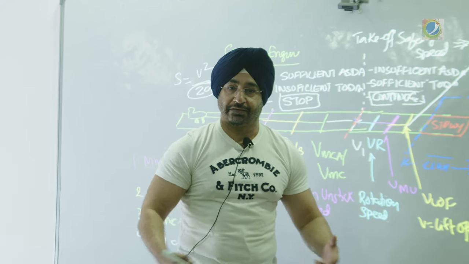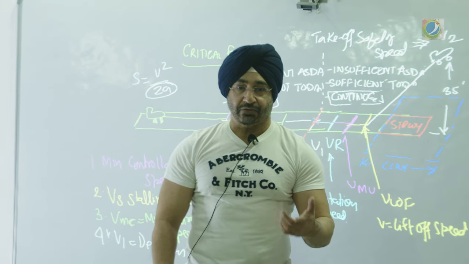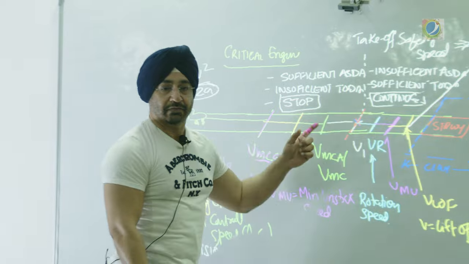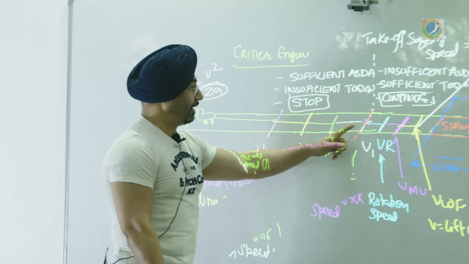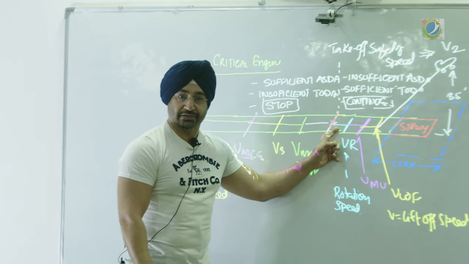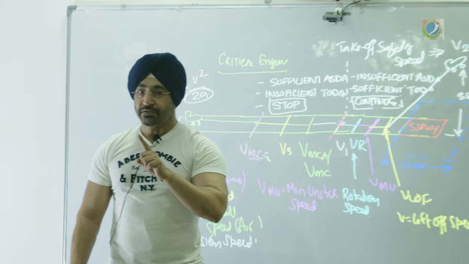If your brakes are hot and you want to take off, your brake efficiency is reduced. So where will reduced brake efficiency make a difference? At your V1. Because then what will happen? Your V1 will reduce. Rotation will not change. Rotation is the intention to continue.